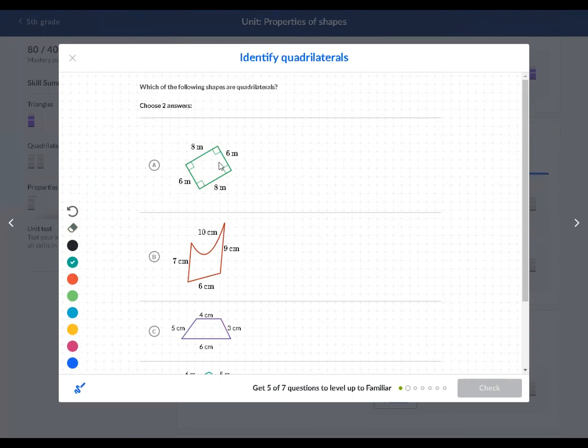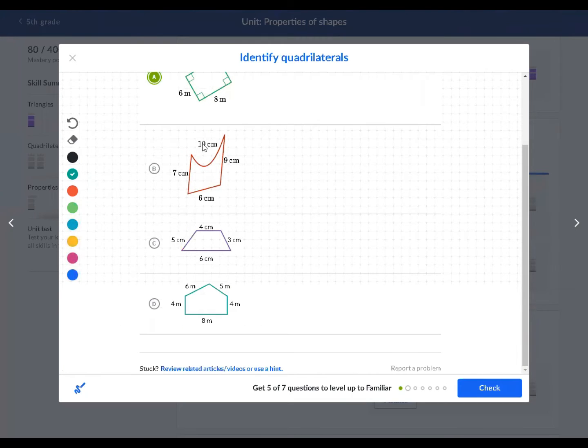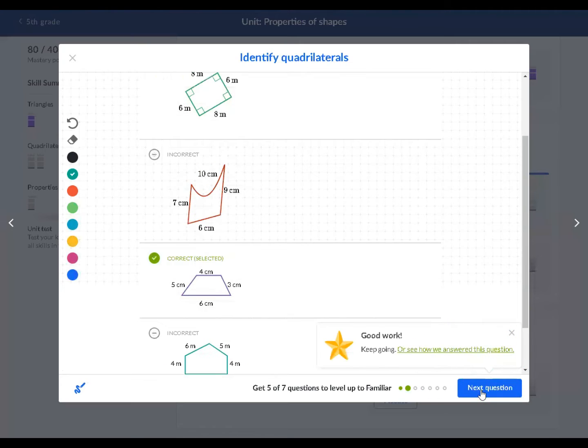So here this is a rectangle, which is clearly a quadrilateral, and this could be a quadrilateral, but one of its sides is curved, so it isn't a quadrilateral. And this is a quadrilateral because we have four sides, and this isn't a quadrilateral because we have five sides, I guess. 1, 2, 3, 4, 5, yeah, five sides. So let's check it. We got it correct.